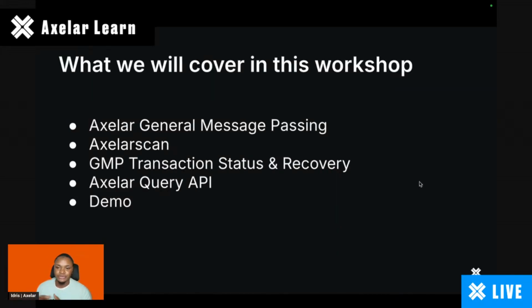So what are we going to be doing today? What are the things you will learn to make the most out of this workshop? First, we talk about the Axelar general message passing. We also talk about Axelarscan, both the mainnet and the testnet. We talk about GMP transaction status and recovery. What do you need to do to recover a transaction? How do you track transaction status? What are some of the things you should be aware of when you are building your decentralized application?